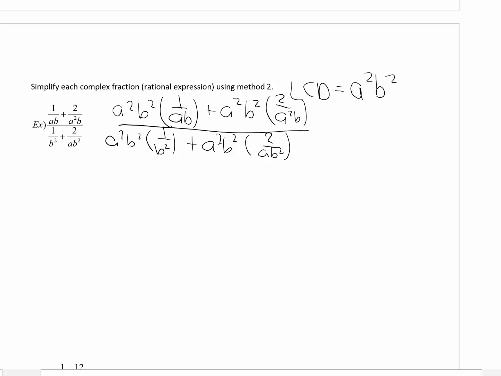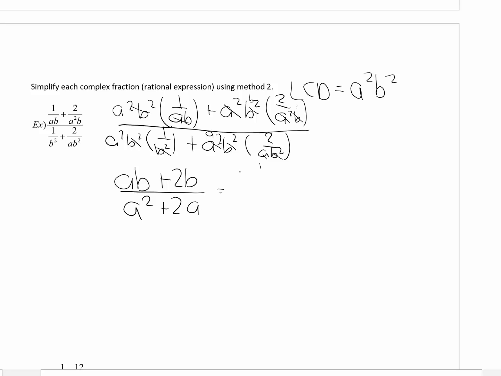Okay, so here 1a and 1b divide out, so that's an ab that's left. The a squareds divide out, 1b divides out, b times 2, that's 2b. Here the b squareds divide out, so that leaves me with a squared. Here the b squareds divide out and 1a, so that's a times 2 is 2a.